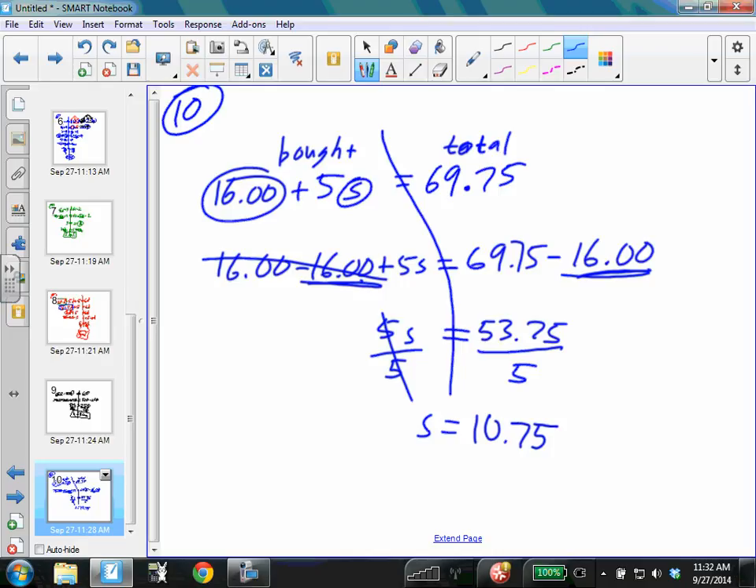And the reason why I'm saying it that way is if you look at the problem, it says write and solve an equation to find the price of each shrub. So this is a price for the shrub, and we measure prices in dollars, right? And so the price of that shrub would be $10.75.